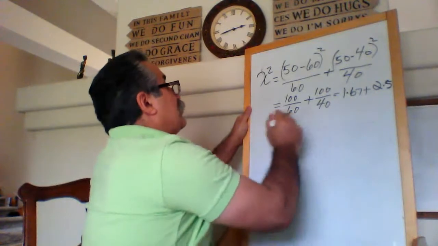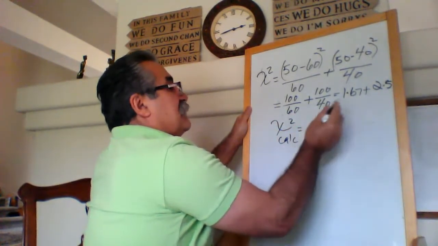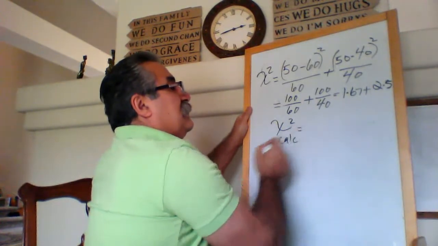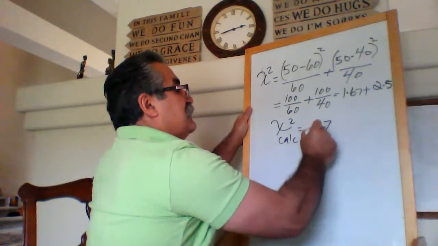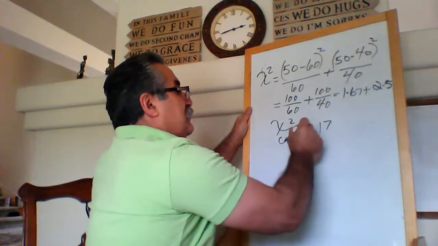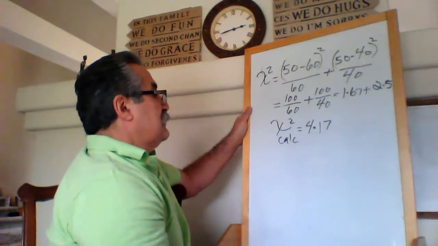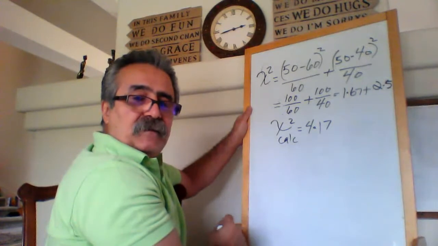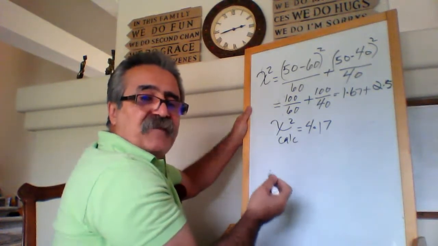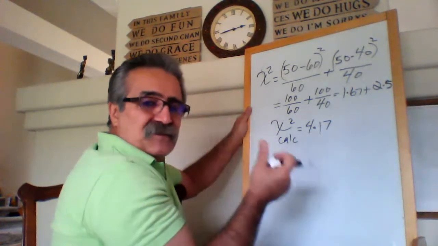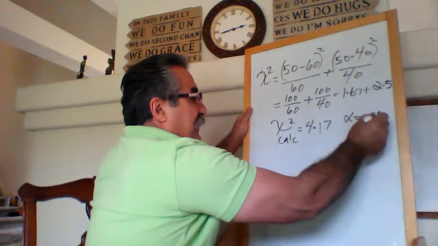So our chi-square calc is equal to 4.17. This is the chi-square we calculate. If they tell us do the test for 95% confidence, that means alpha equal to 0.05.